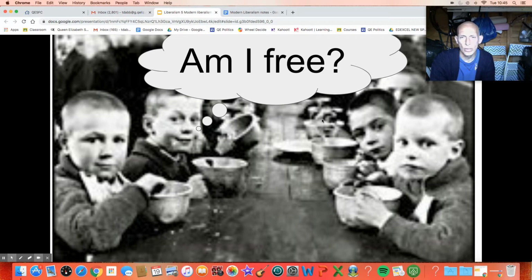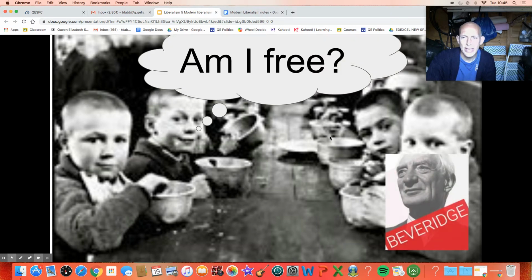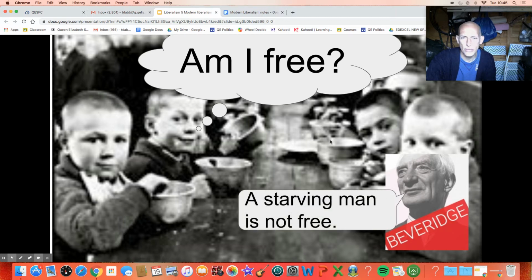And therefore, whilst it's true that the state is not in any sense intervening in their lives, a modern liberal, for example, like William Beveridge, would have said that a starving man is not free. What he would have meant by that is that these kids in this particular picture, for example, don't have the benefit of control over their own lives in order to develop themselves, in order to realize themselves.